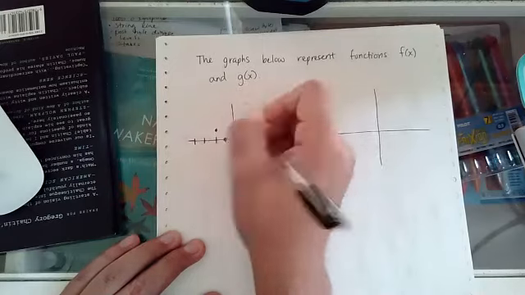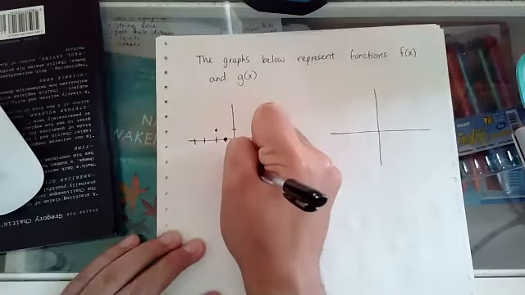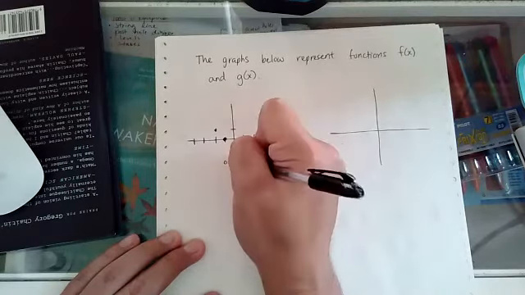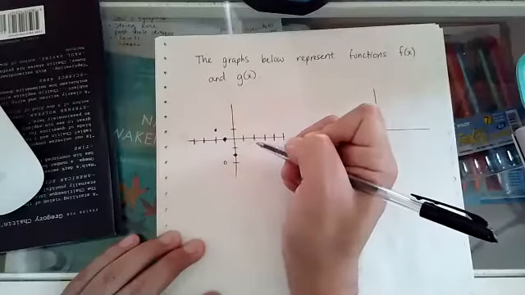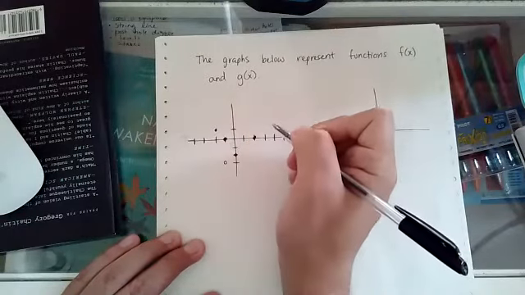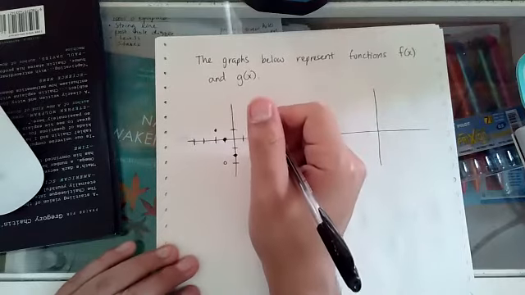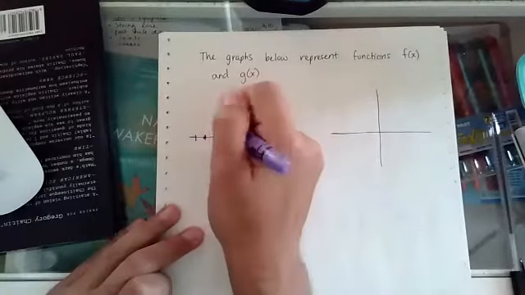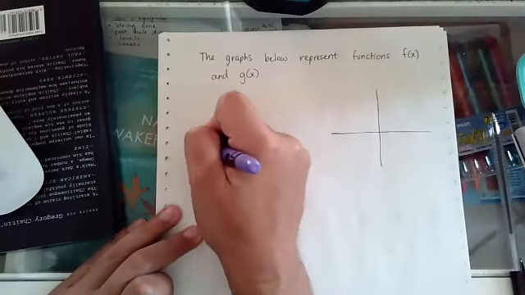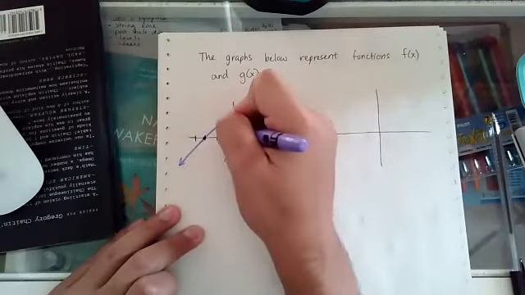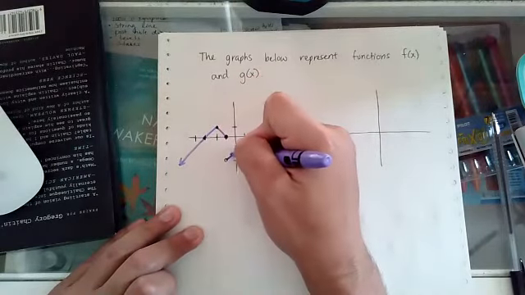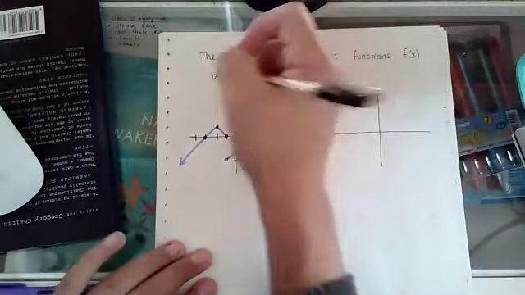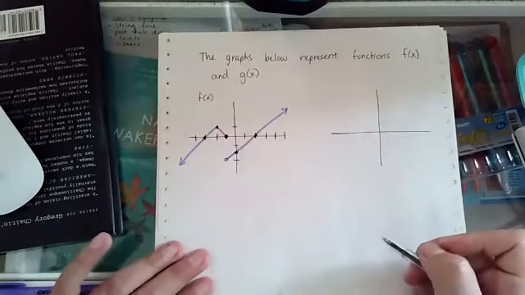Now we have 1, 2, 3, 1, 2, 3 down. We have an open circle there. And that goes through this point, and it also goes through this point. Okay, I think that should be enough to get this first graph. So something that looks like this and then looks like that. Okay, we're going to say that this is the function f of x.